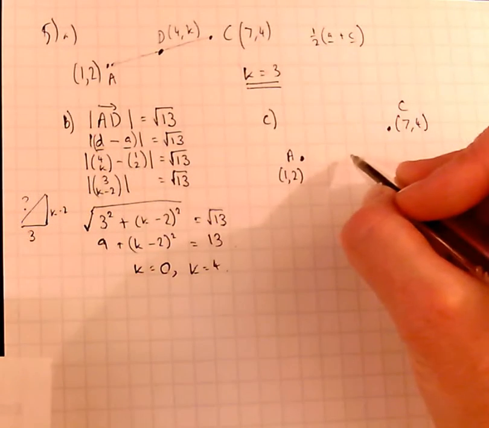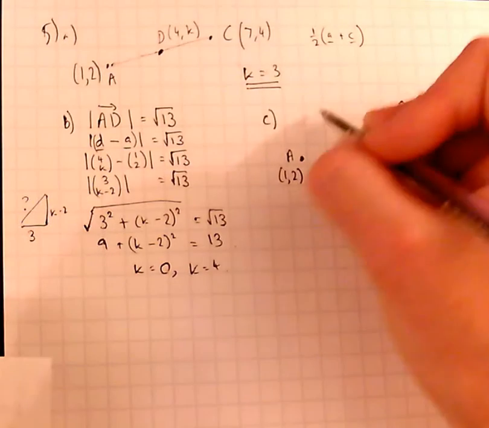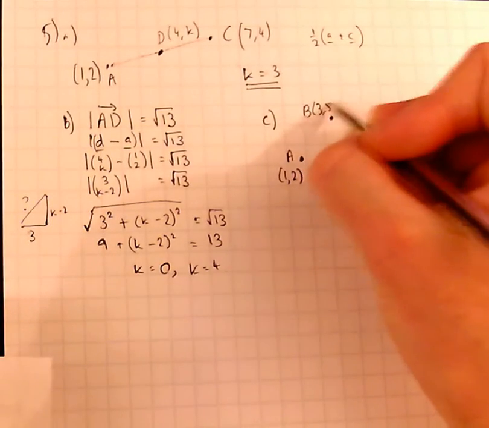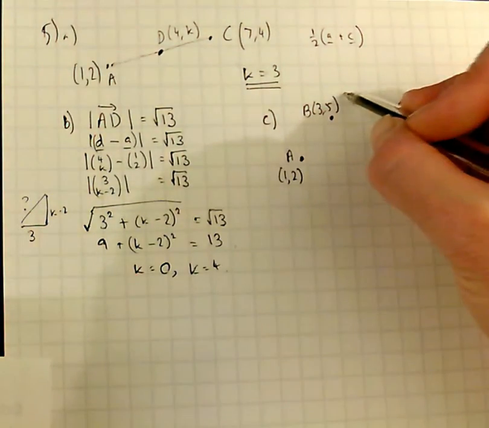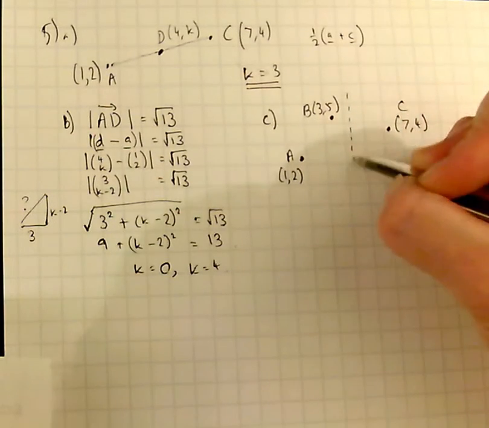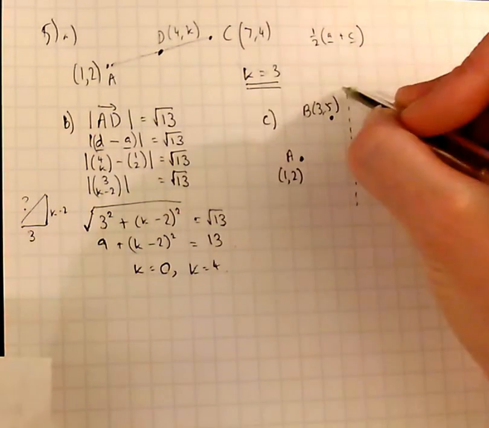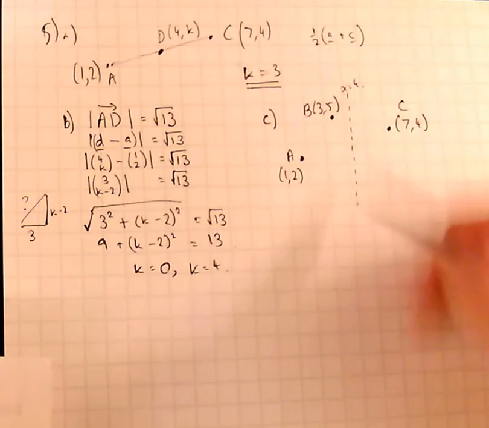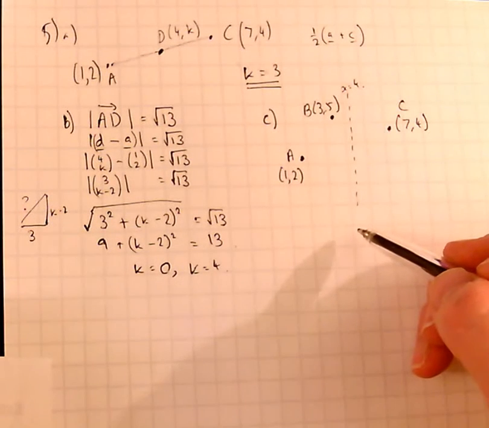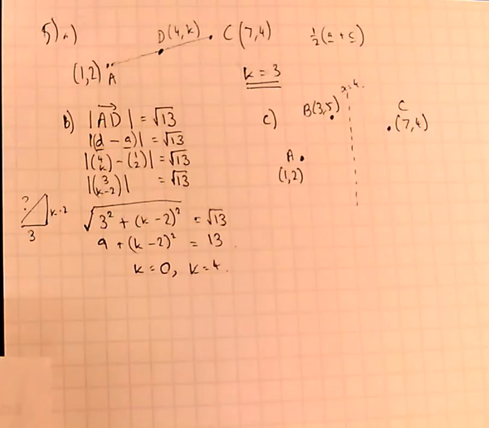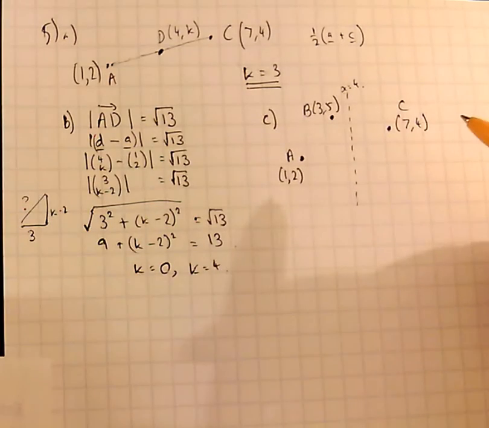B is at (3, 5). Okay, and D has got an x coordinate of 4. So if that's the line x = 4, D is somewhere on this vertical line. If we're aiming for a nice trapezium, then that means we need a pair of parallel sides.